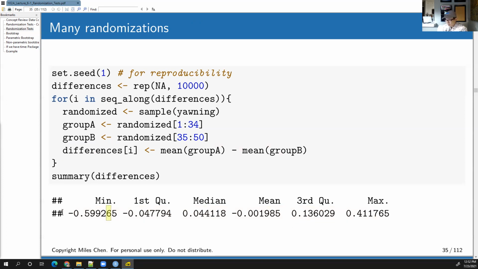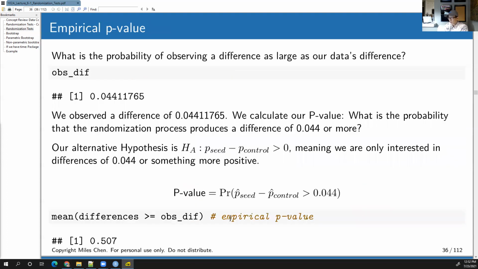The most negative difference I got was a difference of 0.599, so around 60 percentage points. And the greatest difference I got was 0.411, so around 41 percentage points. The median value is around 4.4 percentage points. So what we observed was a difference of 4.4 percentage points.